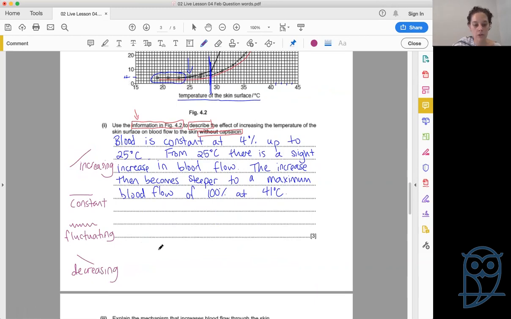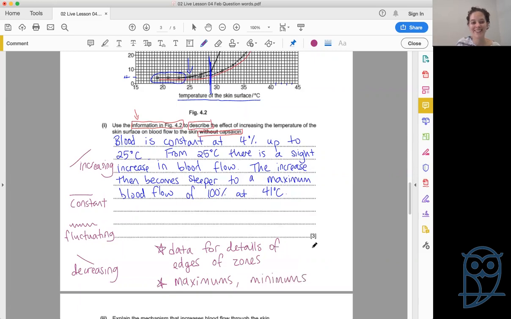Okay, then you're also looking for data for details of edges of zones, and you're looking for your maximums and your minimums. Those are always interesting. Okay, so you have a look at your graph, you understand what your graph is showing you, and then you dissect it.